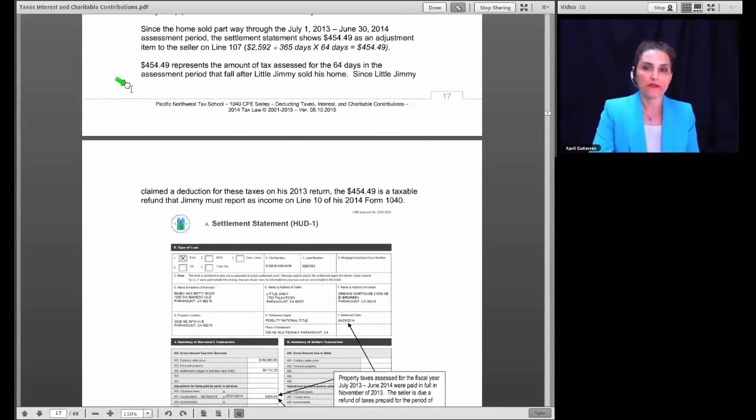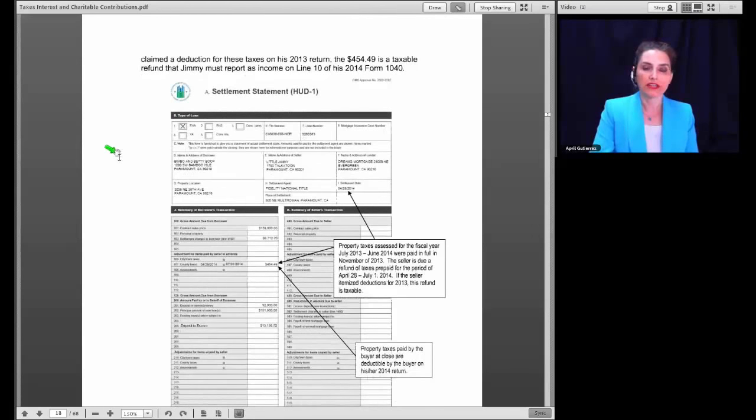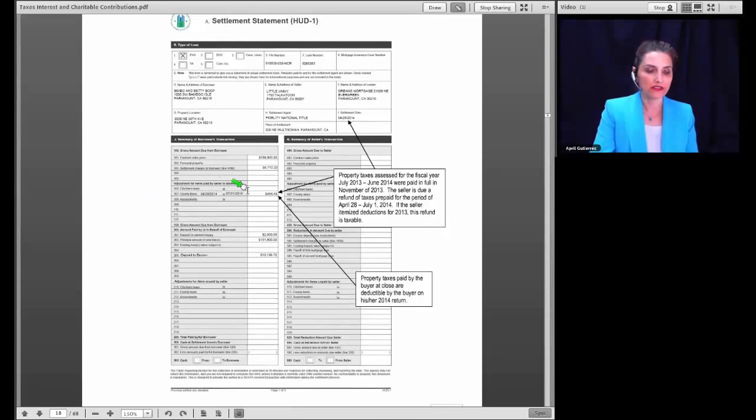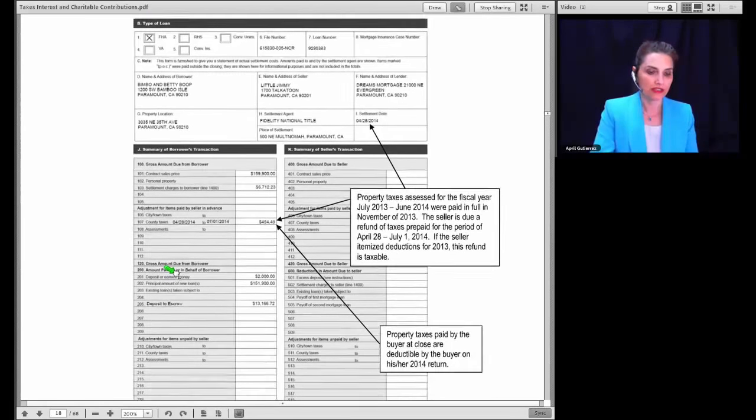When we do that, we get $454.49. Well, that $454 represents the amount of tax assessed for the 64 days in the assessment period that fall after Jimmy sold his home. And since little Jimmy claimed a deduction for those taxes on his 2013 return, that $454 that he sees on his settlement statement is actually going to be taxable income to him.